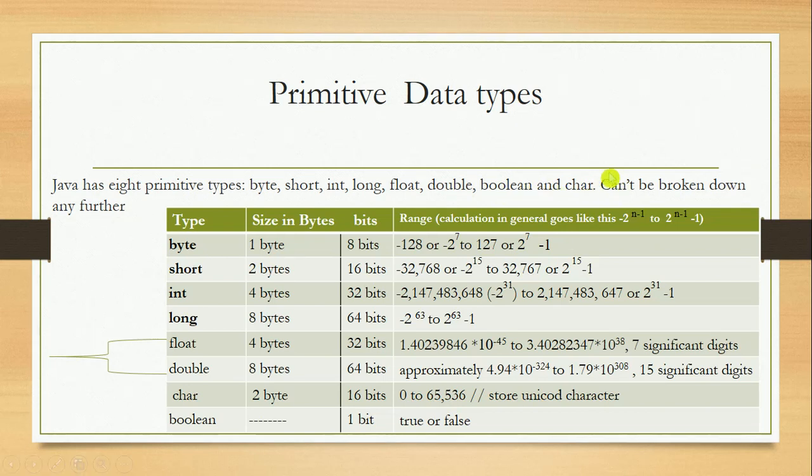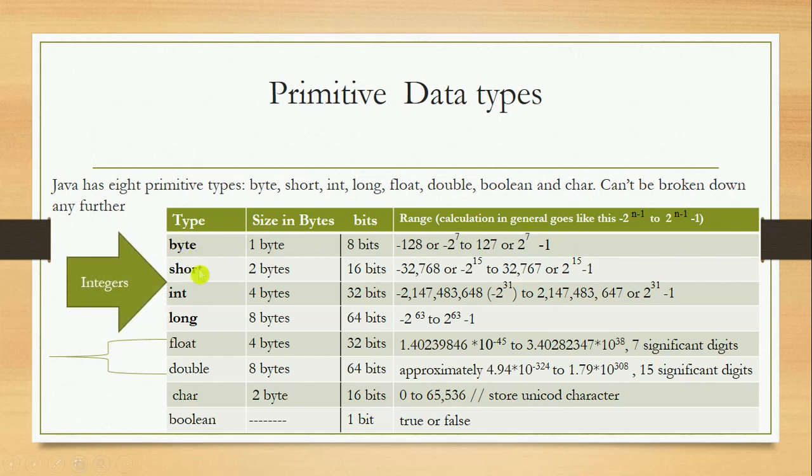Here's what I want you to keep in your mind. Primitive data types cannot be broken down any further like reference data types. Let's see each primitive data types one by one.